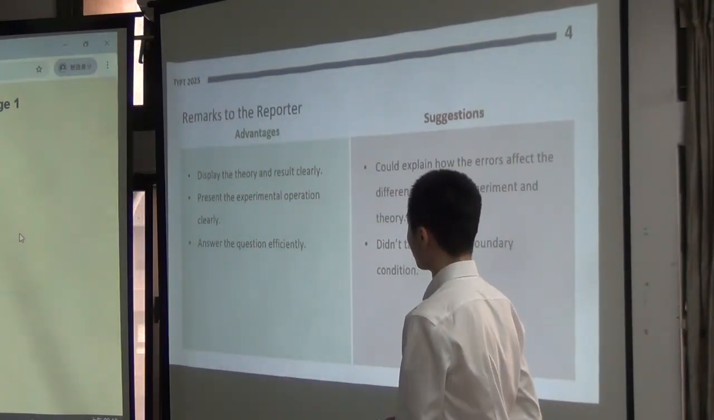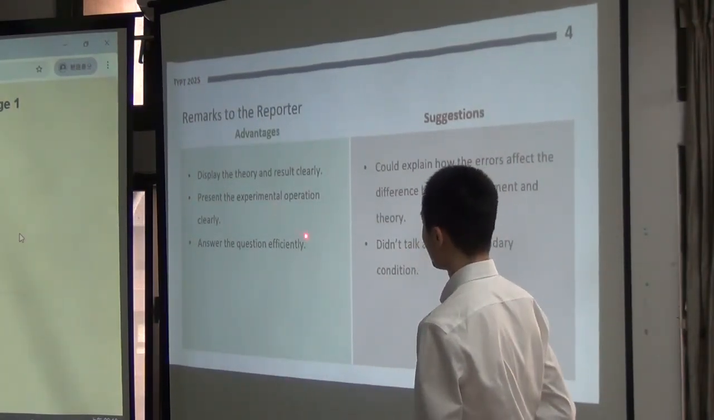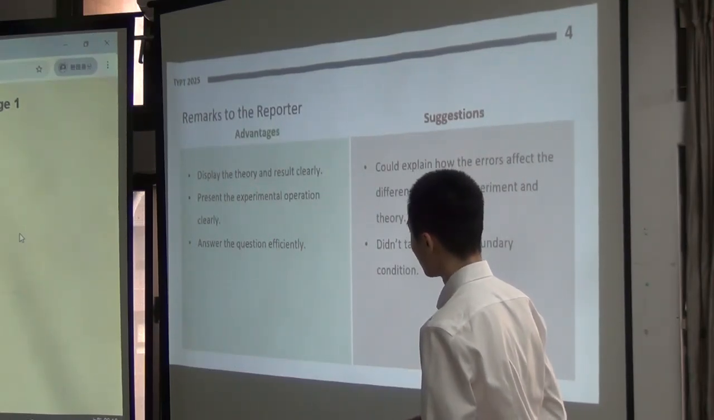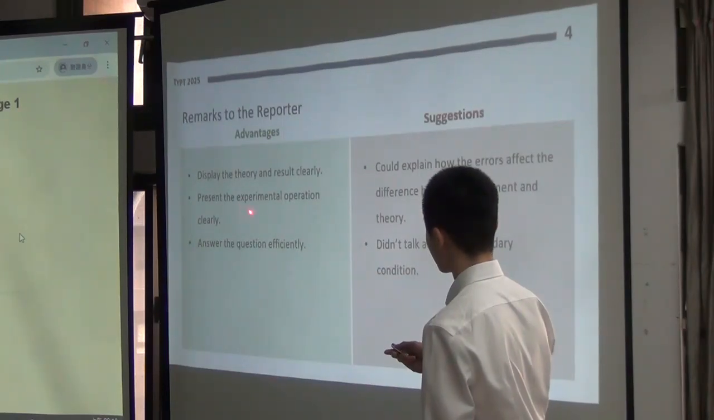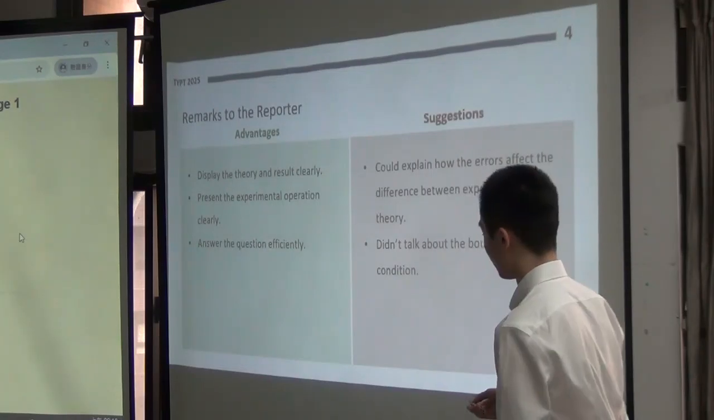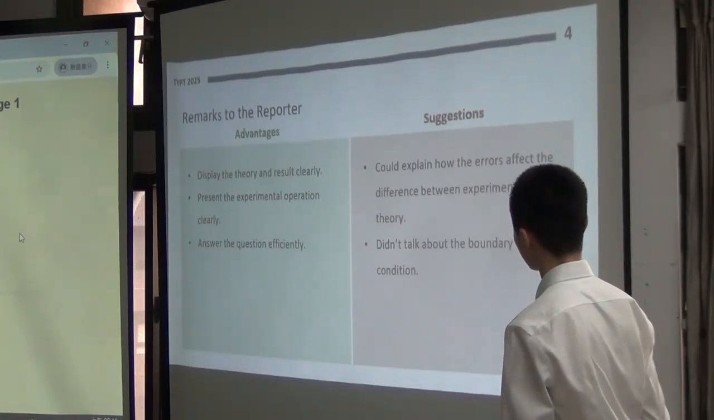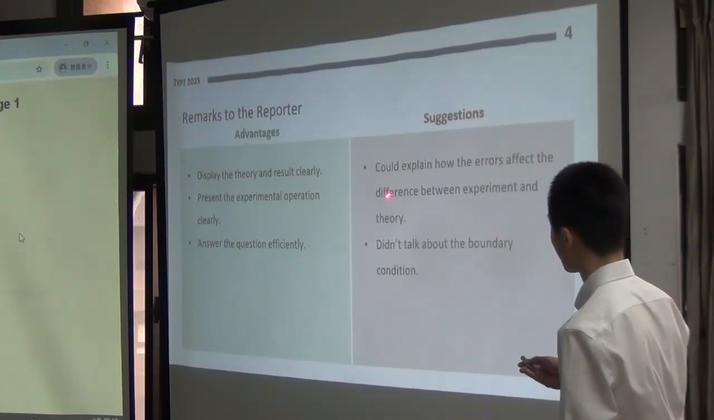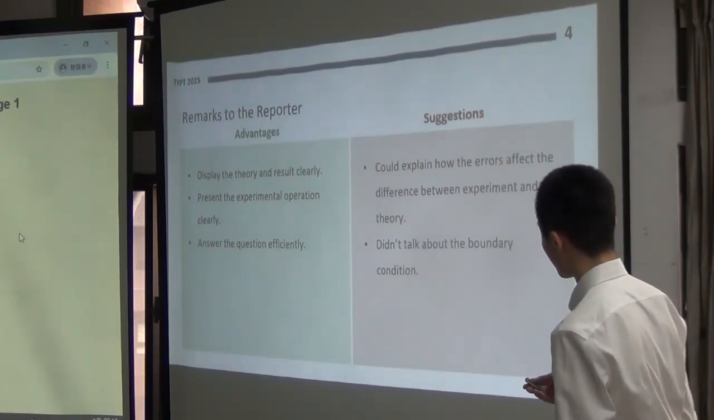This part is a remark to the reporter. For the advantages, they display the theory and result clearly, and they present the experimental operation clearly. Also, they answer the questions efficiently. This is our suggestion for the reporter. You could explain how the errors affect the difference between experiment and theory, and you didn't talk about the boundary condition.